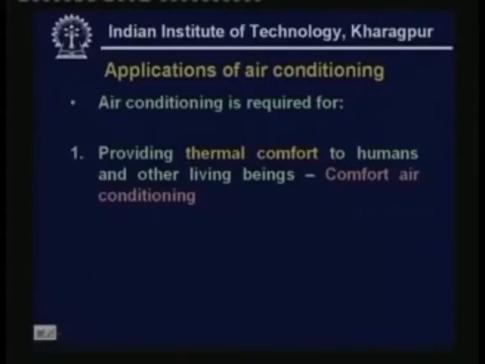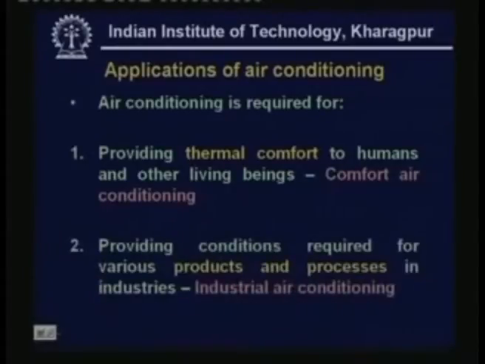As the name implies, the objective of any comfort air conditioning system is to provide thermal comfort to the occupants. And what is the objective of an industrial air conditioning system? An industrial air conditioning system is required so that you can provide the required conditions for processes to be carried out in an efficient way, or products can be produced in an efficient way. So you have comfort air conditioning and industrial air conditioning.